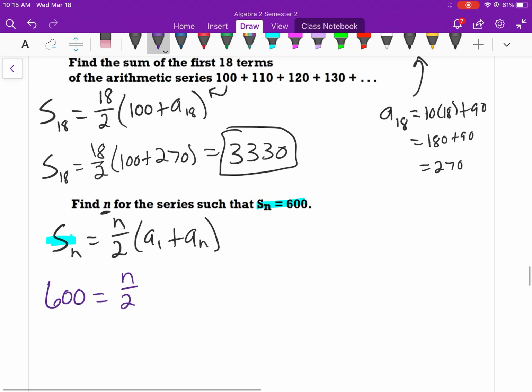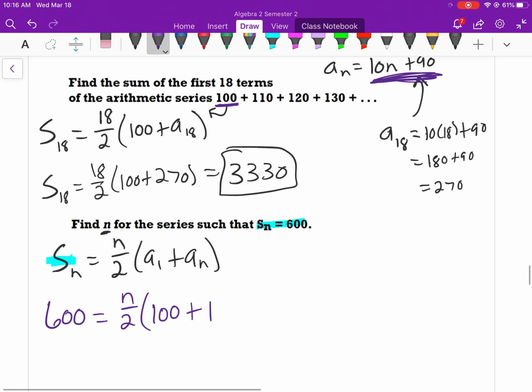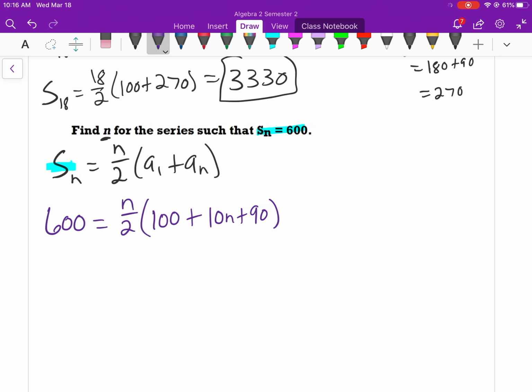So we say 600 is equal to n over 2. And then I also know what a1 is. a1 is that first term, it's up here, of 100, plus a sub n. This is the tricky part of it. I can write the general rule in place of a sub n. So 10n plus 90. Now we have an equation where we have n in there, and that's the only variable, meaning we can solve for n. So just taking it one step at a time, 600 is equal to n over 2 times 190 plus 10n.